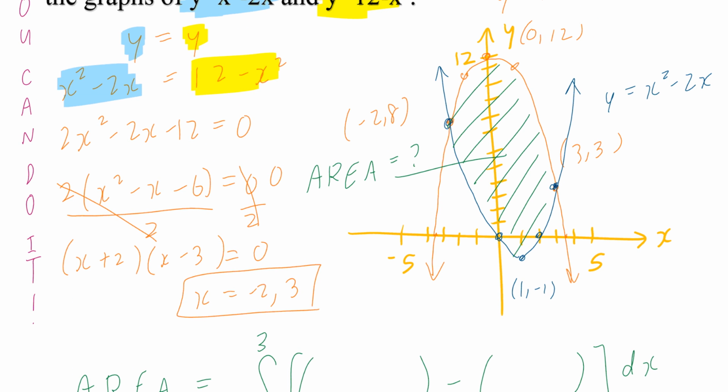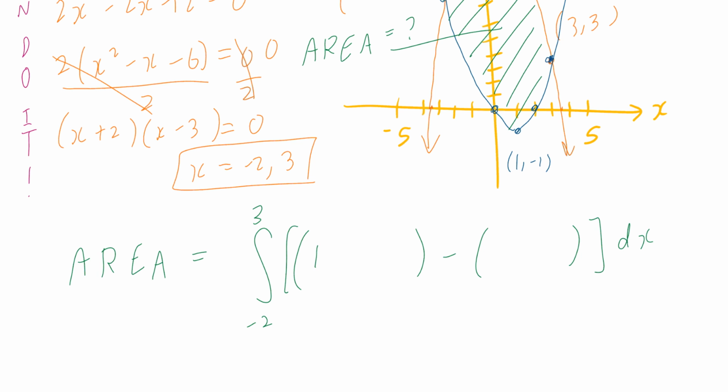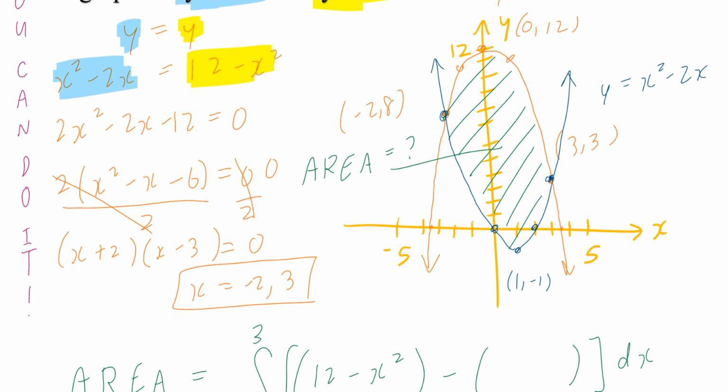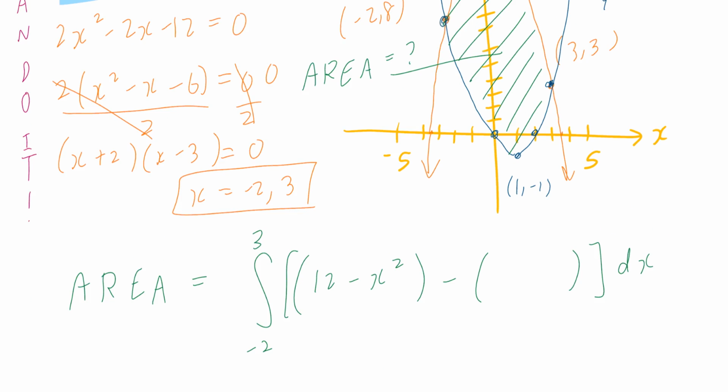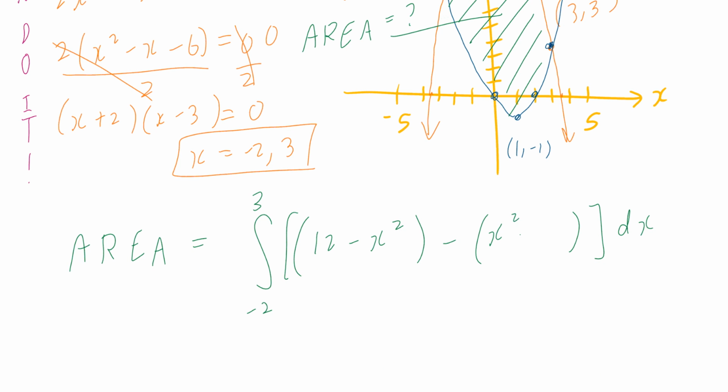Top means this function right here. That's the top function. That's going to be 12 minus x squared. So I go back, I write down 12 minus x squared. What is the bottom in this case? The bottom is this function right there, x squared minus 2x. So again, to find the area, you take the top function minus the bottom function, integrate this with respect to x, evaluate it from -2 to 3.